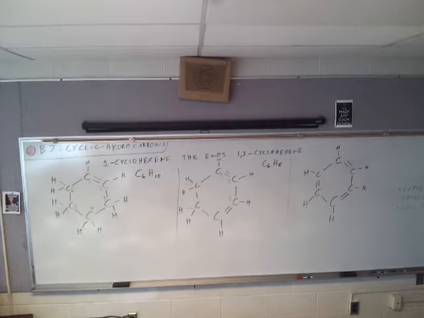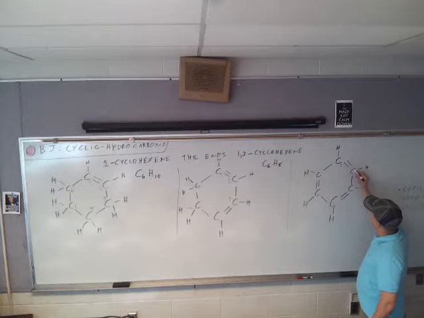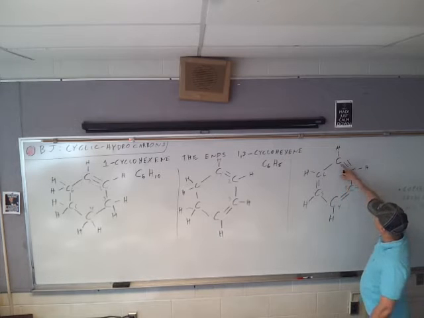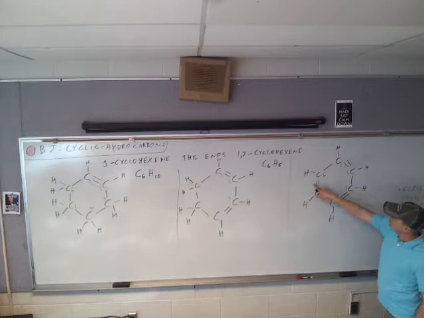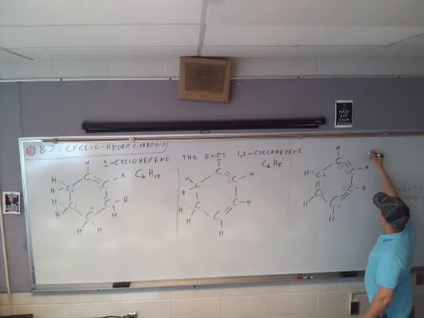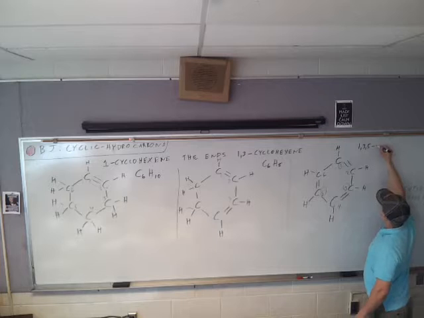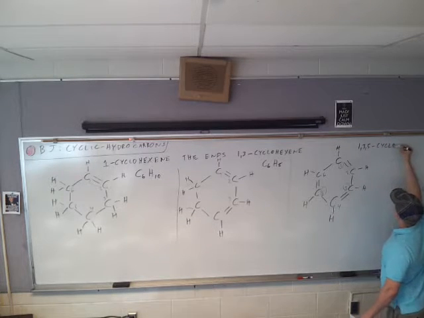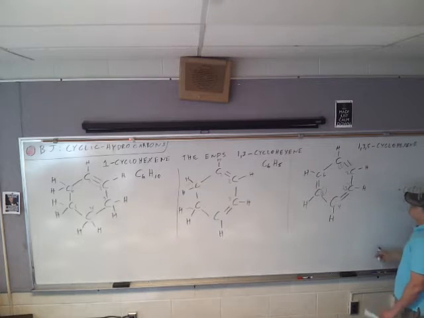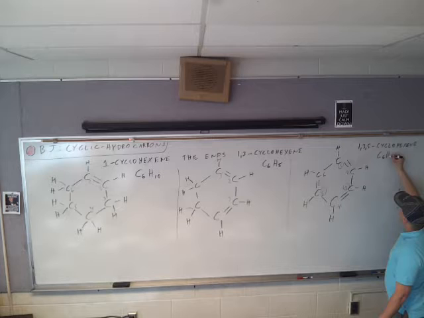And what's this one going to be called? 1,6-cyclohexene. Okay, so let's go ahead and number the carbons. 1, 2, 3, 4, 5, 6. It'll be 1, 3, 5 actually. Each double bond starts at 1, 3, and 5. So if we go this way, 1, 3, and 5, at the beginning of each double bond. Cyclohexene. And the formula for this is just C6H6. 6 carbon, 6 hydrogen.